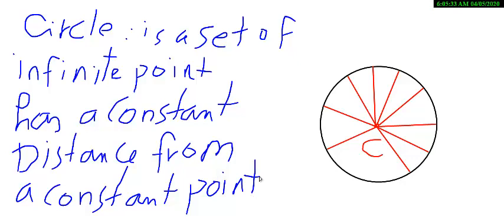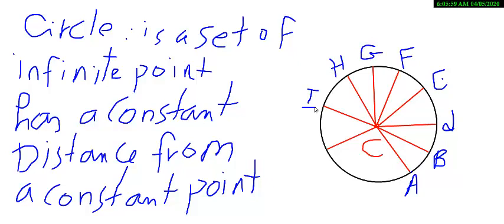So where is the constant distance and where is the constant point? What is the set of points here? I'm gonna name all the points belonging to the black curve. Start from here. This is point A, this is point B. I'm sorry, not C, we need to find another B. This is D, this is E, this is F, G, H, I, J. All the points which I highlighted, A, B, D, E, F, G, H, I, J, are the set of infinite points on the black curve.